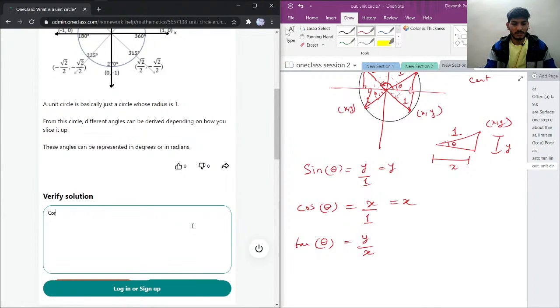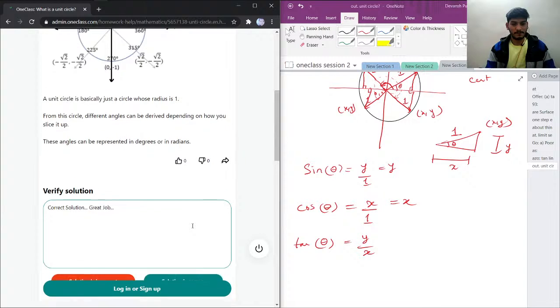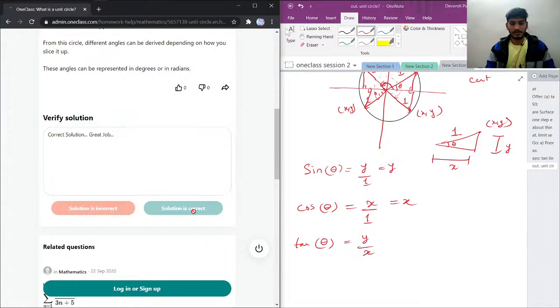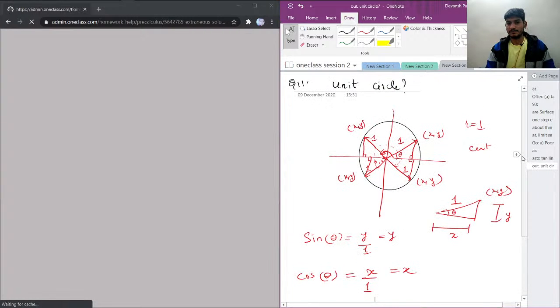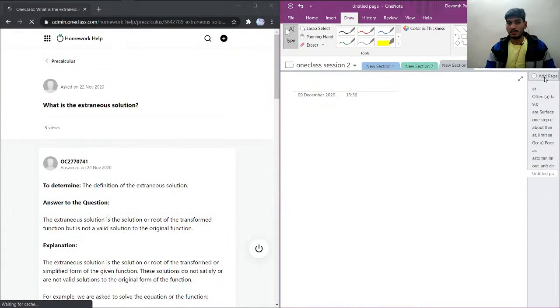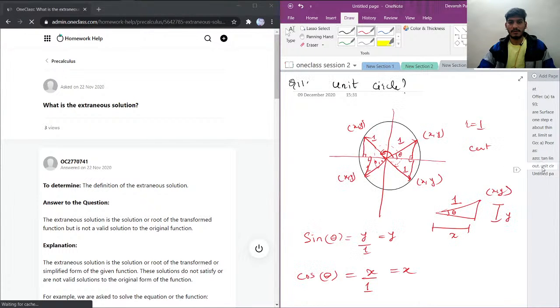So the solution given here by Junior Tutor is correct. Great job. And the solution here is correct. This is going to be question number 11. Question number 12.